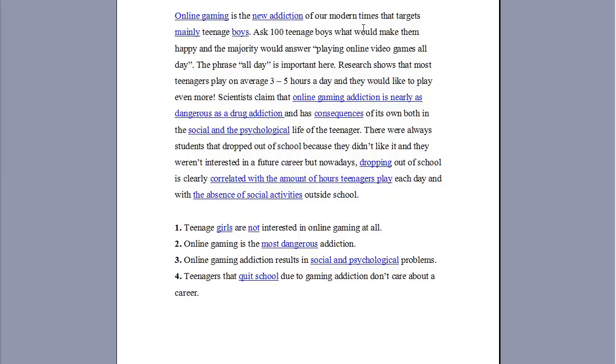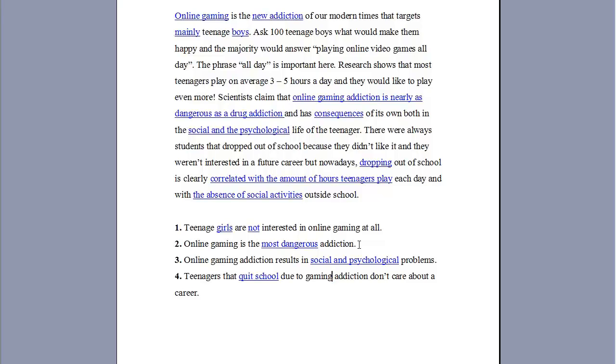So the text doesn't say that girls are not interested at all. We don't know that. It says that it is mainly boys, the majority is boys, but we don't know anything about girls. They may be interested, some of them at least, some of them maybe not, but we don't know it. The text doesn't say anything about that, so it is not given. Let's go to the next statement. Online gaming is the most dangerous addiction.